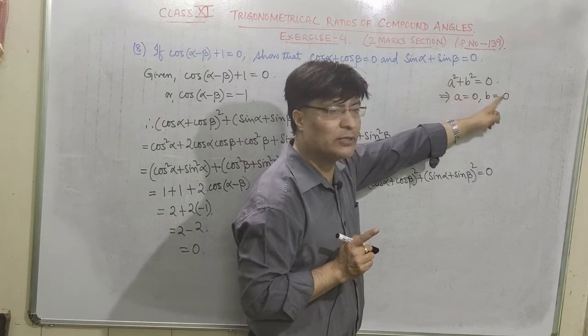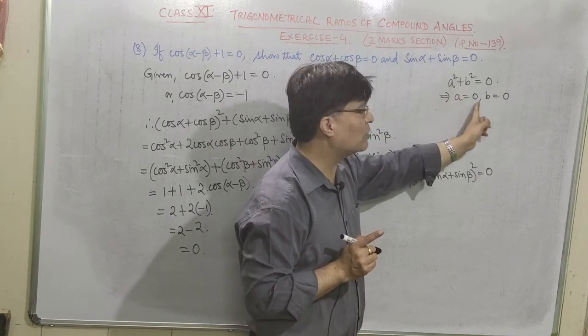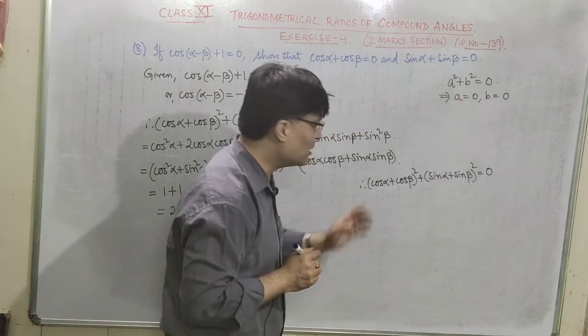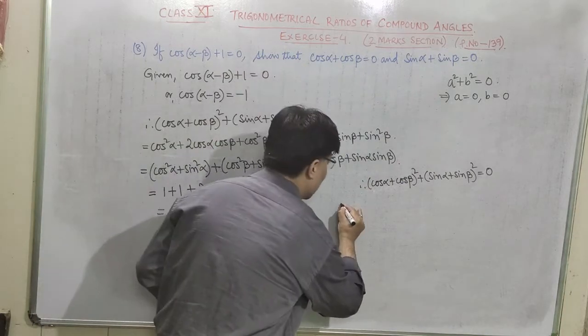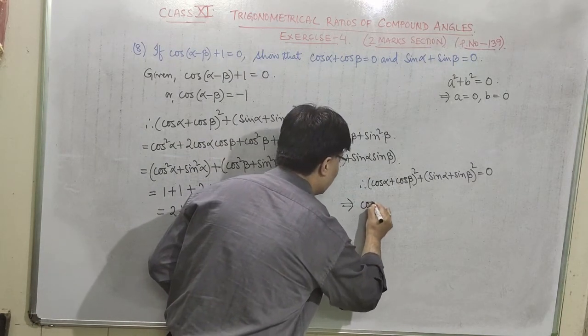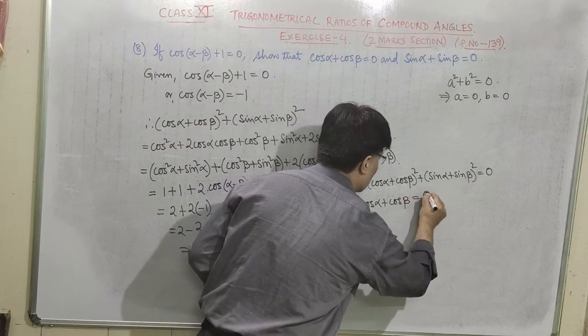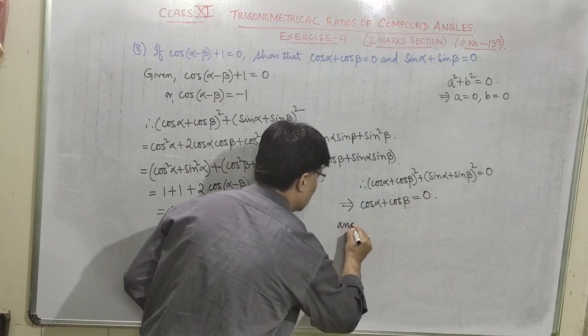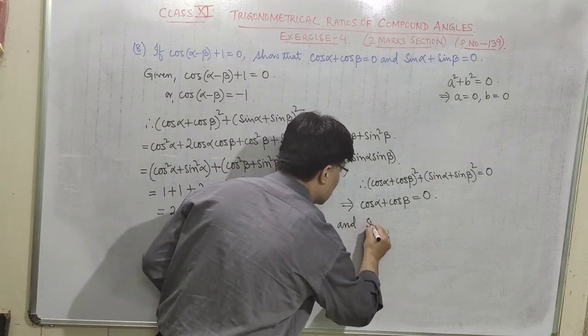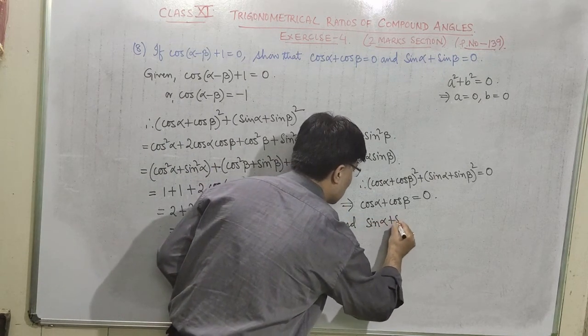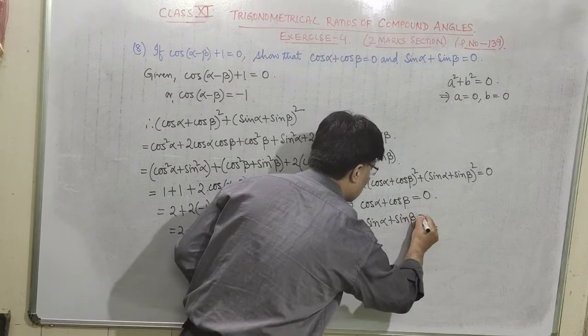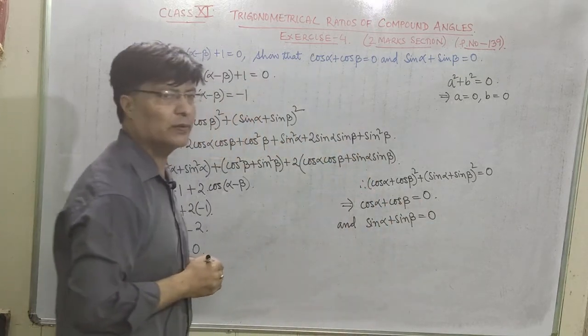Similarly, here also I explained you about this one. If a square plus b square is equal to 0, it implies that a is equal to 0, b is equal to 0. Similarly, here also this implies, what does it imply? Cos alpha plus cos beta is equal to 0, and the other one, sin alpha plus sin beta, is also 0.